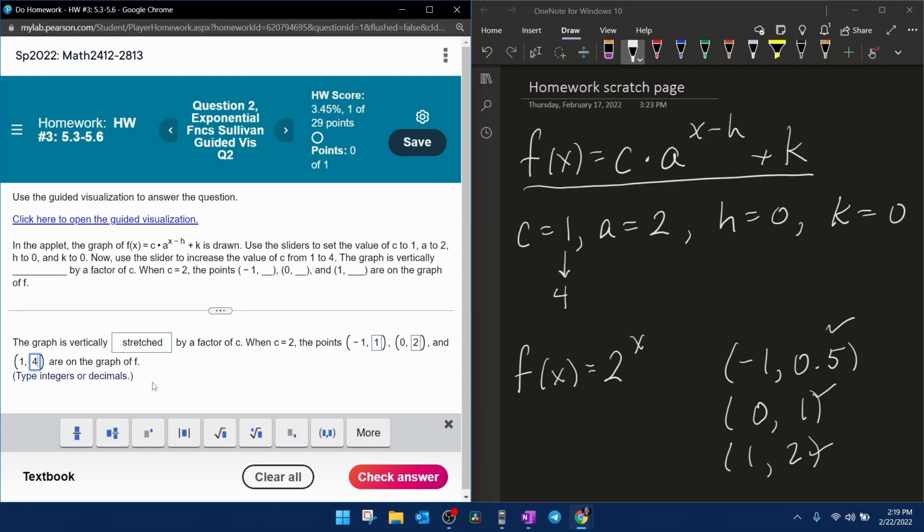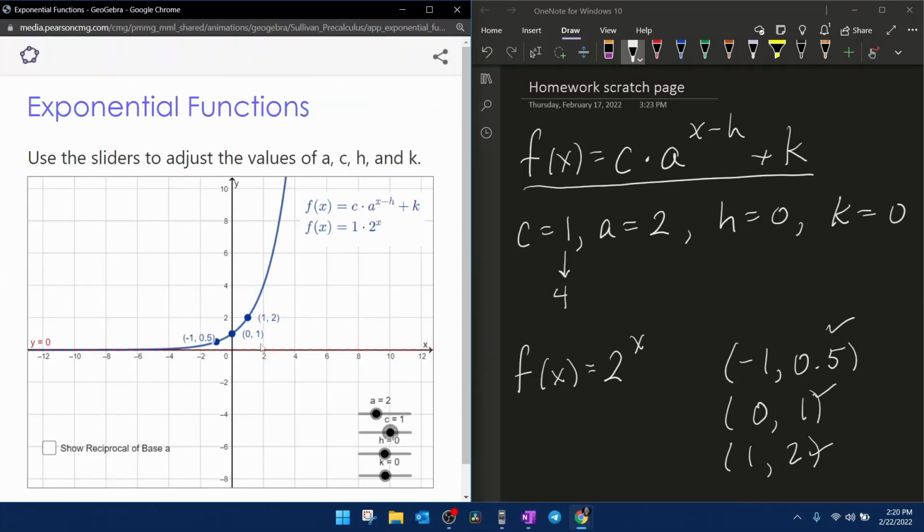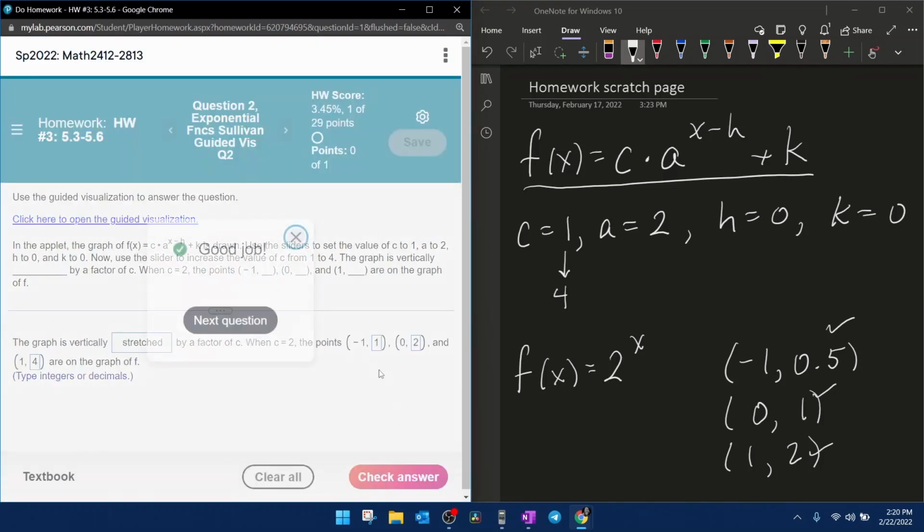And again, if you want to verify those, you can simply go back to your graph here when c is 1, and then you just increase it to 2. And we can verify here that now -1 should have a value of 1. 0 is 2, 1 is 4. And checking to see if we're right. And believe it or not, that's going to do it for that question.